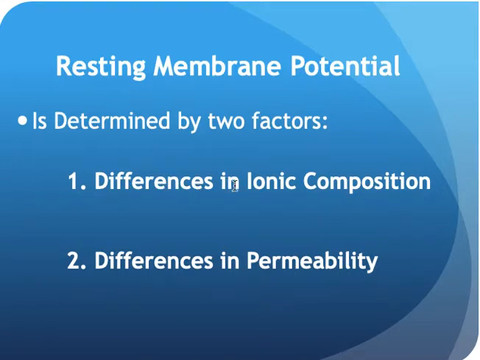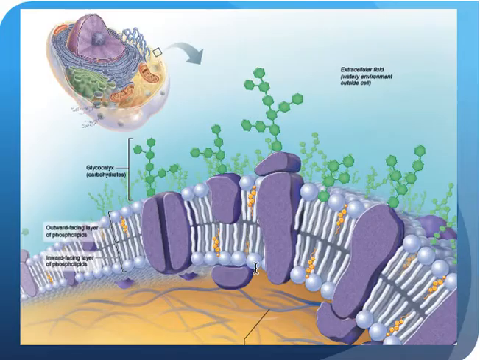So it's the differences in ionic composition, that's going to be inside versus outside, and then we have these differences in the permeability. Okay, so we want to look at those a little closer and understand how we come to this difference between the inside and the outside and how we get to this negative 70.